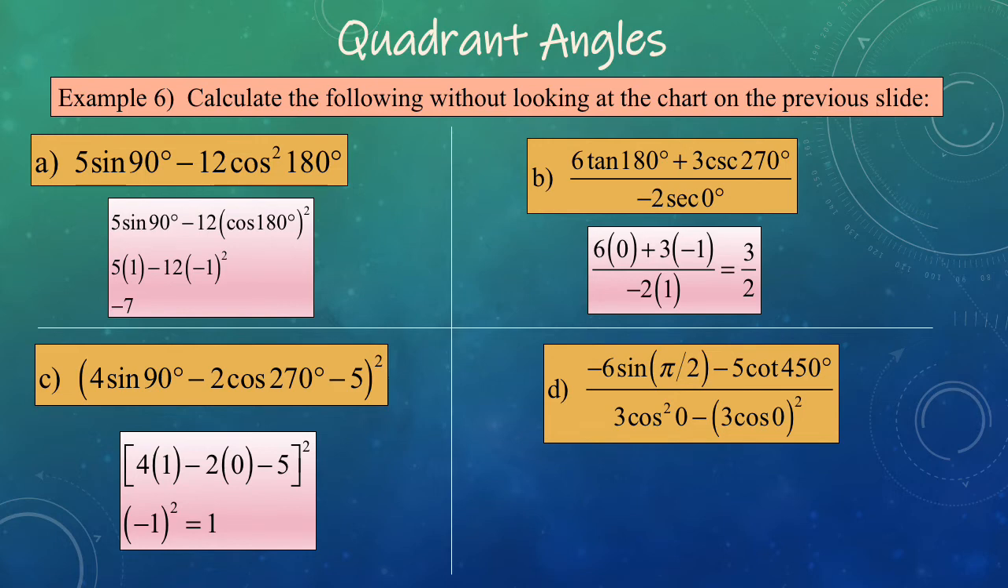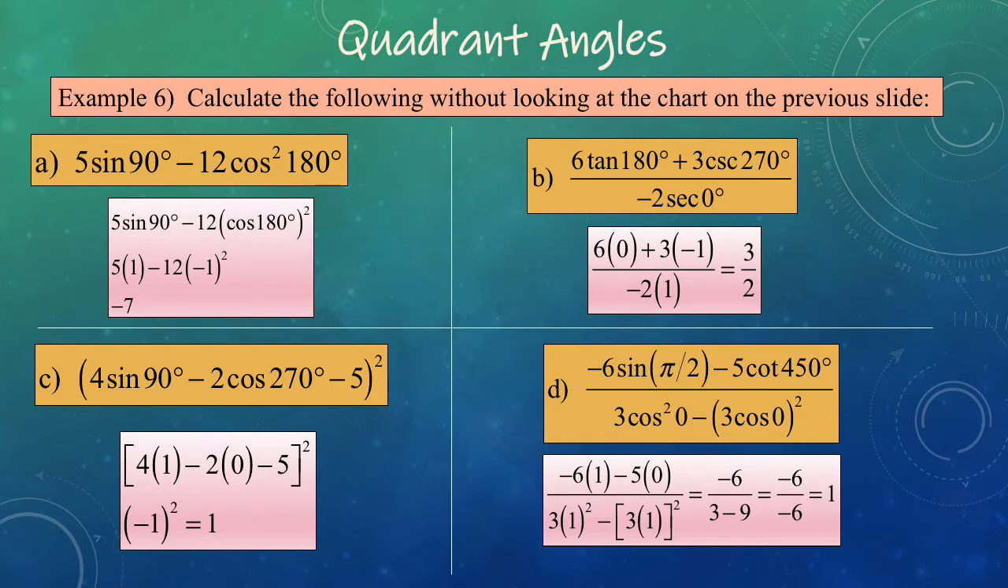In C, we have the expression 4 sine of 90 degrees minus 2 cosine of 270 degrees minus 5, quantity squared. Sine of 90 degrees is 1, cosine of 270 degrees is 0, and therefore we have the expression 4 times 1 minus 2 times 0 minus 5, and that quantity is squared. This becomes 4 minus 5, or -1 squared, which is 1.